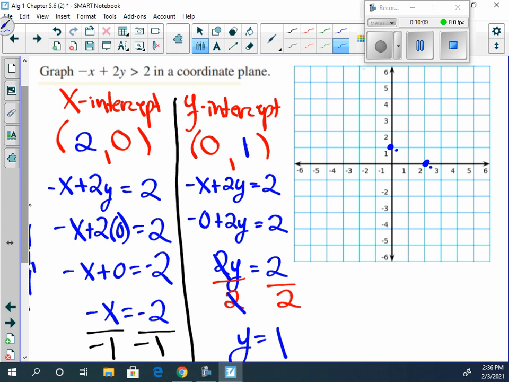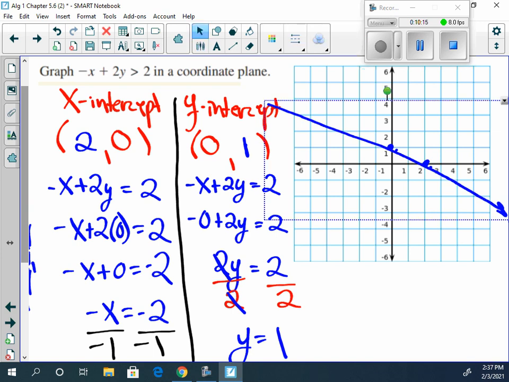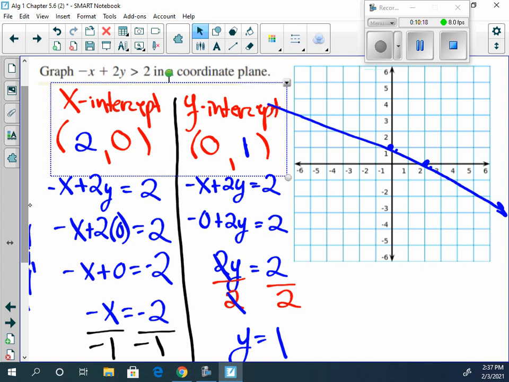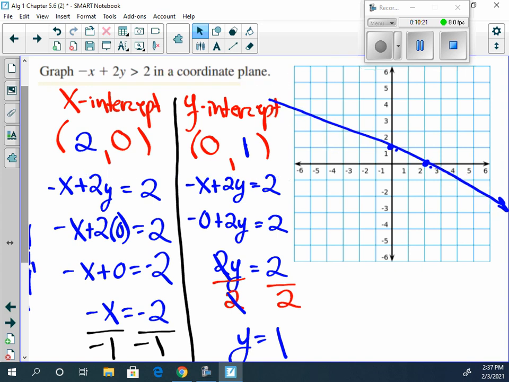Now we can draw our line. And we draw our line going through these 2 points here. But should this line be solid or dashed? Because it's not equal to, it's just greater than, yes? So since it's not equal to, we have a dashed line.